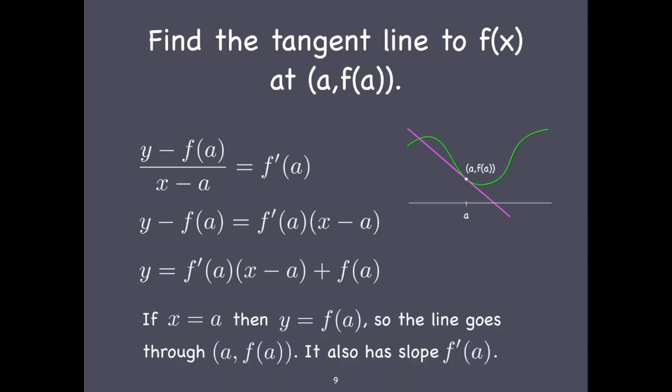So if x equals a, then y is equal to f of a. So the line goes through a comma f of a. It also has a slope f prime. This whole sentence is just easily confirmed by looking at this expression here.